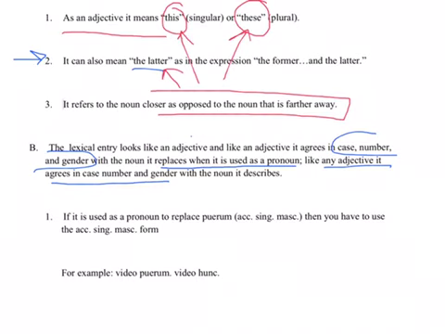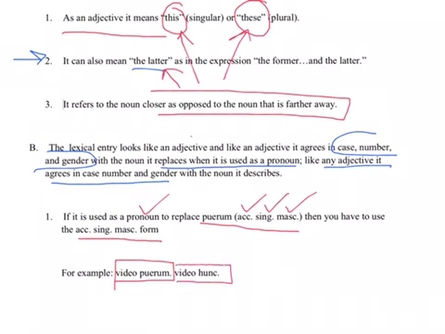If it is used as a pronoun, for example, to replace the word puerum, which in this case happens to be accusative singular masculine, then you would have to use the accusative singular masculine form. So, for example, you could say, I see the boy, or you could say, I see this boy. In the second example, hunc is in the accusative singular masculine, just like puerum is in the accusative singular masculine.